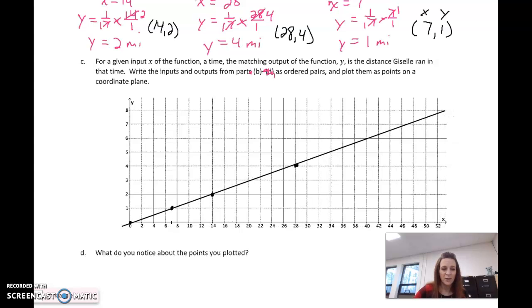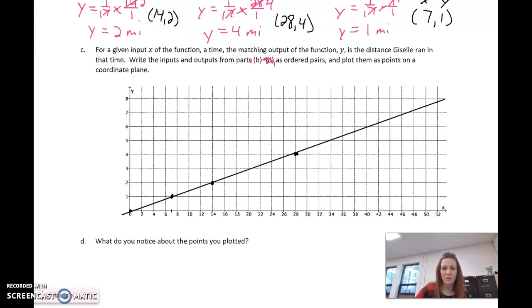Okay, so draw a line through it. And then it says, what do you notice about these points? Okay, well, what do you notice about the points? I noticed that it appears to be linear, right? You kind of know it is, but it's a straight line. So it appears to be linear. Linear means a straight line.